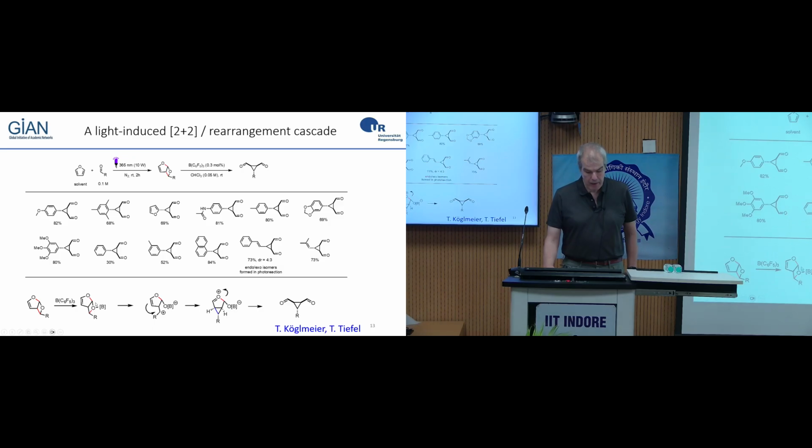If it opens up the black bond, the system goes back to the starting materials. And that's why we think that such a chemistry might also be interesting as energy storage systems. But if it opens up the red bond here, then we would form this cation.